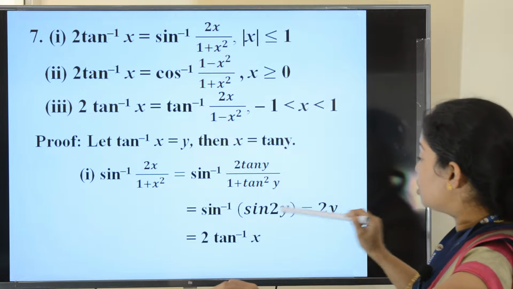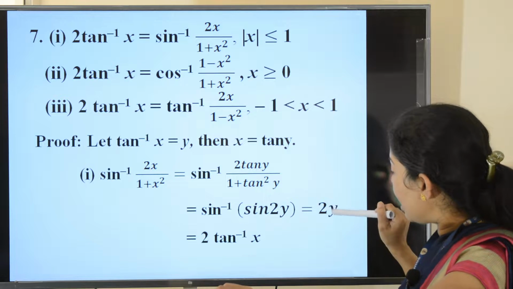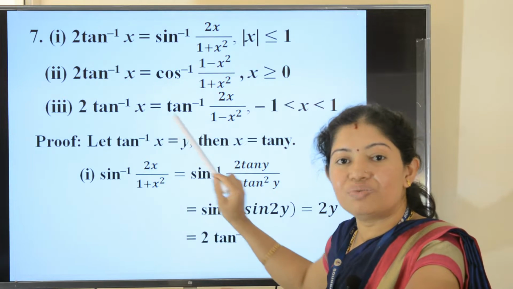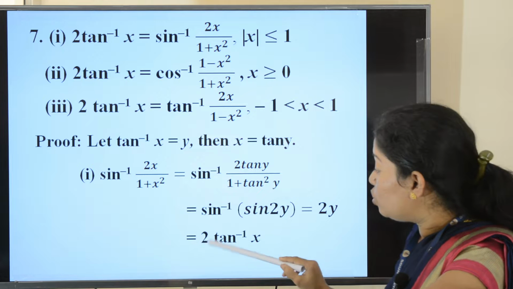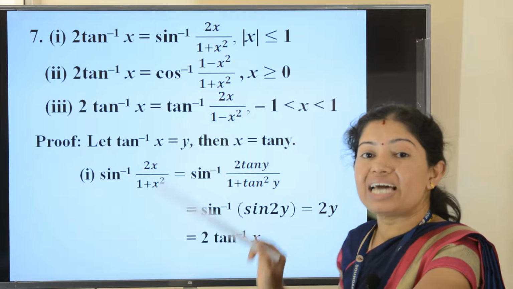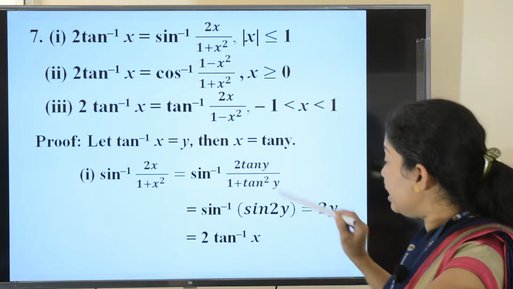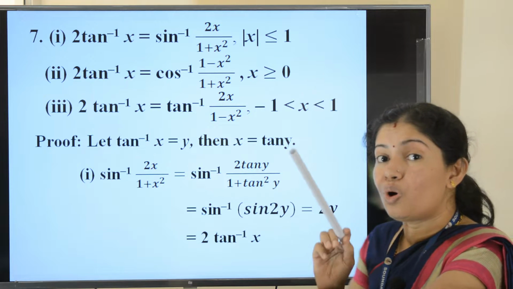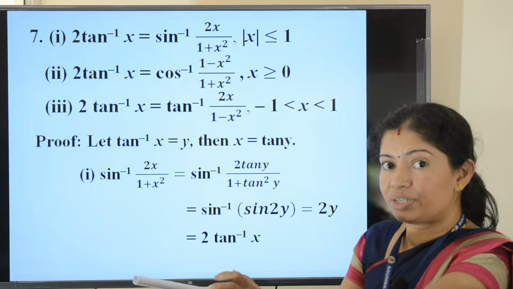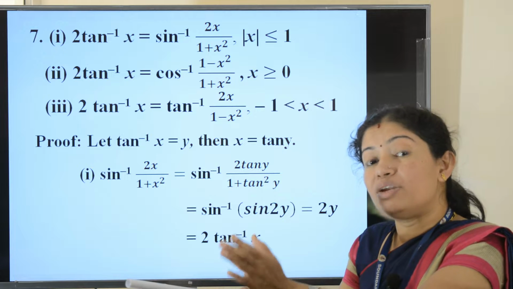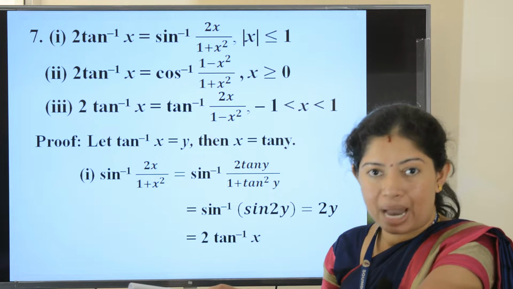We will continue here. So we got here 2y, and this 2y can be written as 2 times y, and y is tan inverse of x. So we got here 2 tan inverse of x. So what we proved here, 2 tan inverse of x is equal to sine inverse of 2x divided by 1 plus x square. Here I told this 2y should belong to closed interval minus pi by 2 to pi by 2. If 2y belongs to that closed interval, then y belongs to, divide by 2 now, minus pi by 4 to pi by 4.